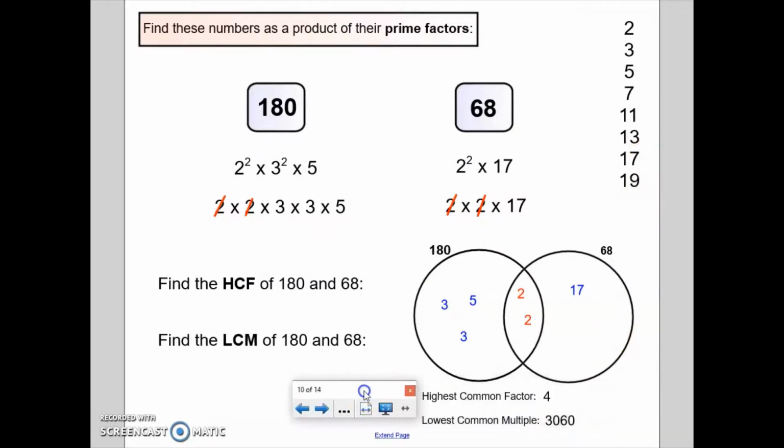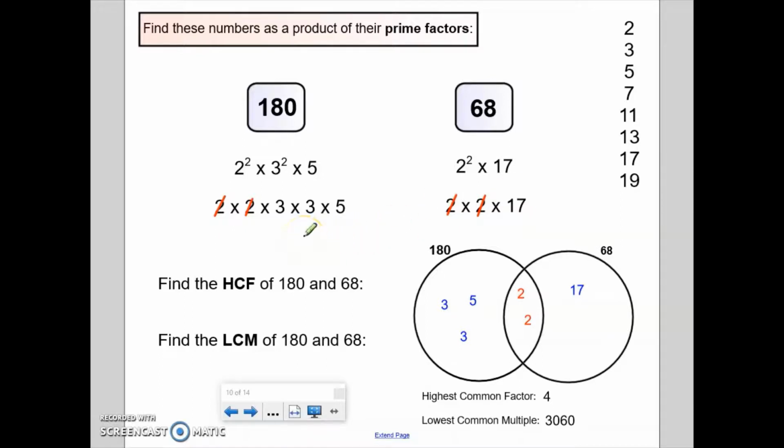Hopefully your solution should look something like this. So for the prime factor decomposition of the number 180, we're left with 2 times 2 times 3 times 3 times 5. And for the number 68, we're left with 2 times 2 times 17. 17, of course, being a prime number, even though it's a little bit larger than the numbers we've been dealing with so far.